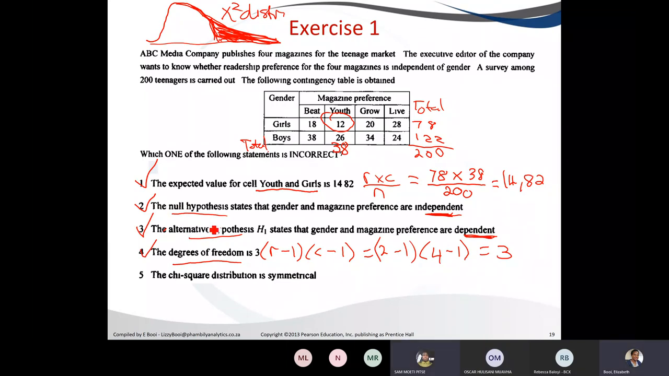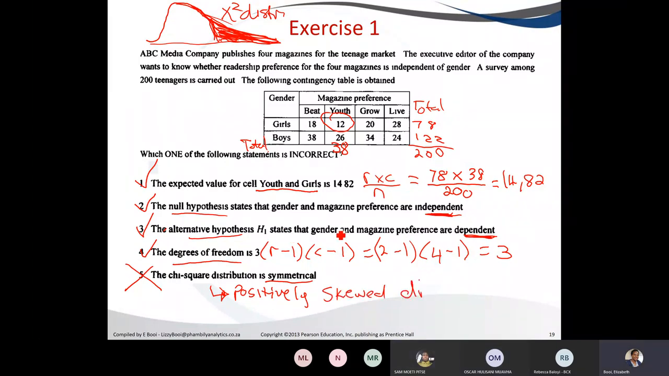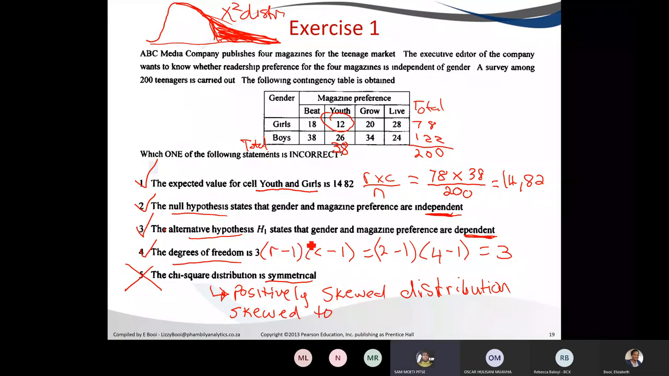Which leaves us with the last one. The chi-square distribution is symmetric. It cannot be symmetric because it has an extending tail to the right, which makes this incorrect. A chi-square distribution is a positively skewed distribution, or it is skewed to the right. And that is your chi-square. That's easy, né? To answer some of the chi-square questions.